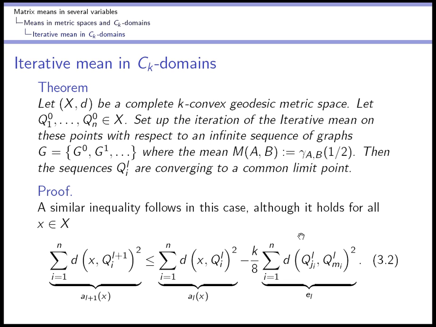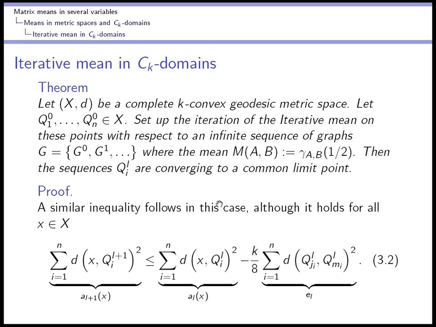Now, we are going to study our iterative procedures in CK domains. The first theorem says that if we have a metric space XD, which is a complete K-convex geodesic metric space, and we have n points in that metric space, and we use the same iteration as in the case of the iterative mean, although instead of a matrix mean M(A,B), we use the geodesic midpoints connecting A and B, then this procedure converges to a common limit point.